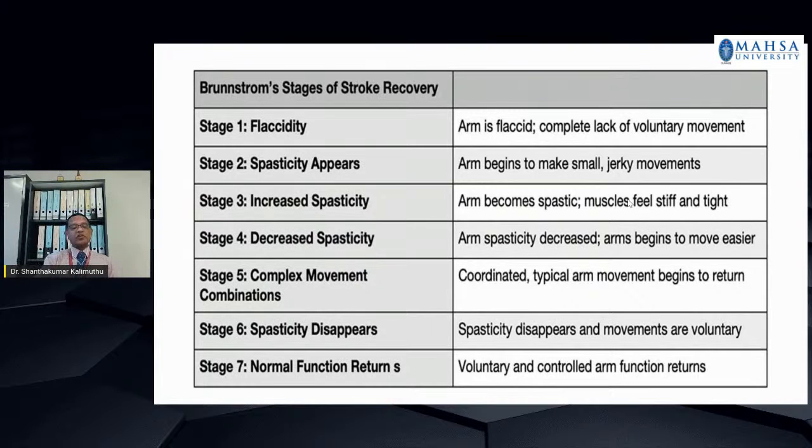And stage 5, complex movement combinations will be done by the patient. So he'll be able to do little bit coordinated movements in stage 5, where he'll be able to flex, extend, and he'll also be able to do forearm movements comfortably, wrist and finger movements, and the patient will be able to do finer tasks also in this stage. And stage 6, the spasticity completely disappears, and now the patient will be able to do all movements voluntarily controlled. Okay, now in stage 7, normal movement comes, and the voluntary control and the control of the arm completely return in stage 7.